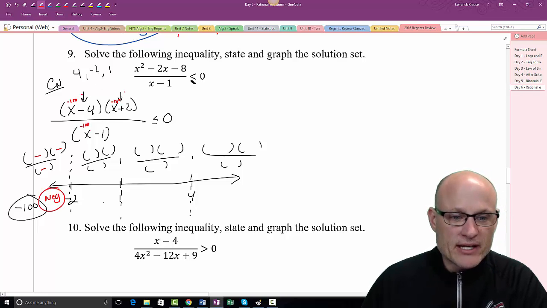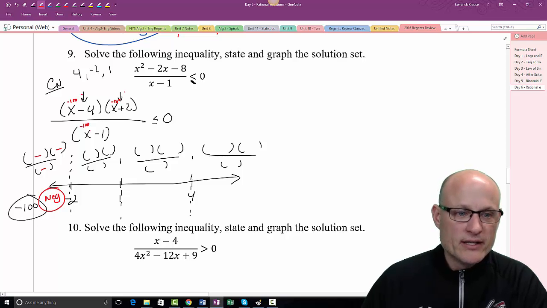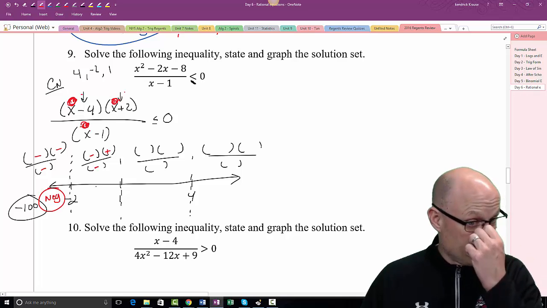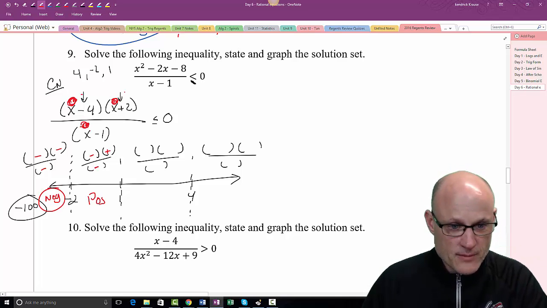Now I'm going to pick a number between negative 2 and 1. 0. I'm going to plug a 0 in. 0, 0, and 0. 0 minus 4 is negative. 0 plus 2 is positive. 0 minus 1 is negative. 2 negatives makes a positive.